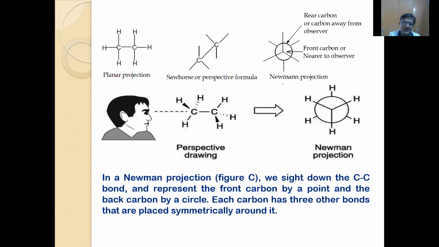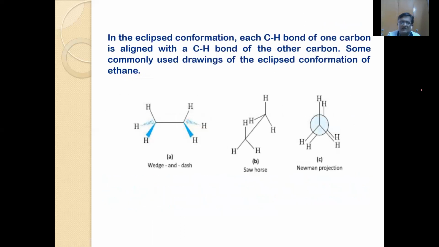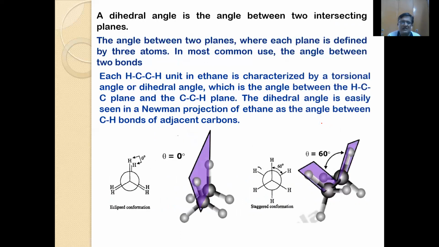Okay. Staggered conformation, all hydrogens are far apart. This is staggered conformation. When you go to eclipsed conformation, you will find all hydrogen atoms are very close together. What I am discussing is the conformation of ethane. Just you can take your book.